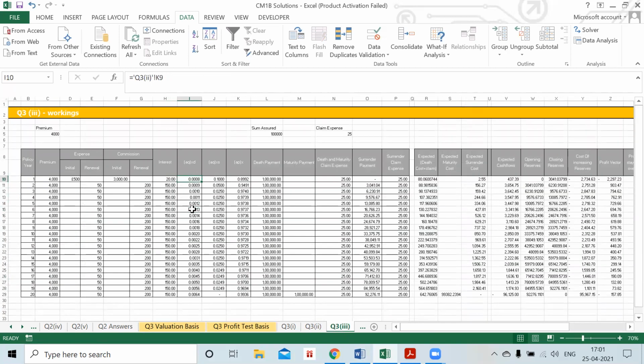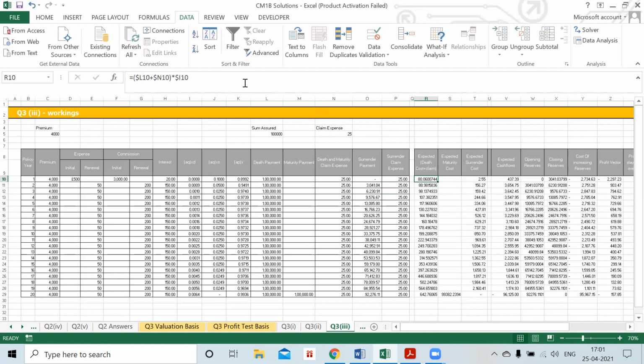And AQXD we have calculated already. AQXS we have calculated already. APX we know is 1 minus AQXD and 1 minus AQXS. No change. Death payment is the sum assured, 100,000. Maturity payment is also the same. Death and maturity claim expense is also the same as given in the question, 25, on the profit test basis. Surrender payment is equal to the net premium reserve calculated in part 1. Surrender claim expense is again 25, for all claim expenses they have said.